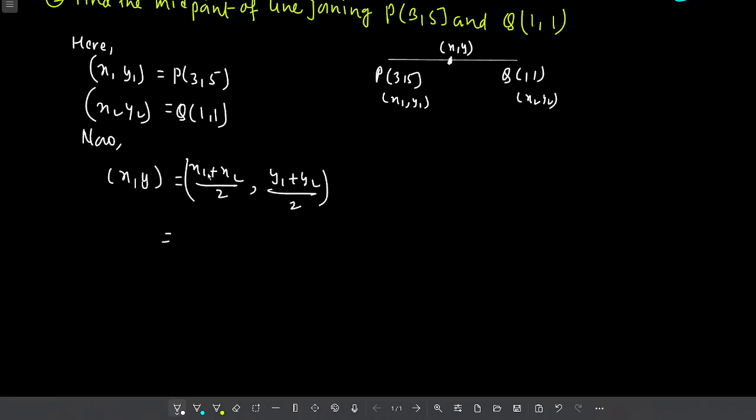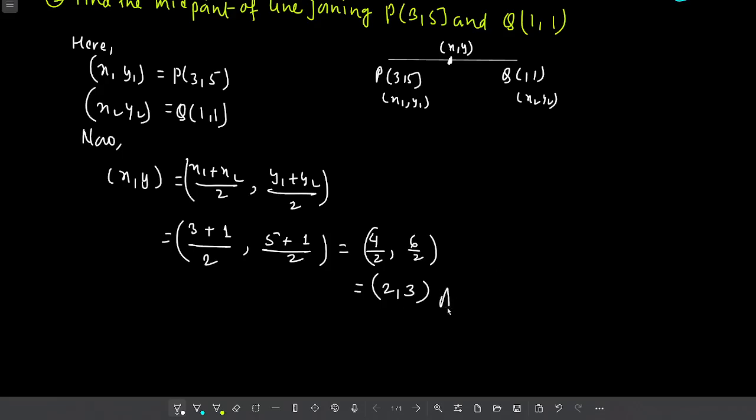Now let's put the values. x1 is 3, x2 is 1, so 3 plus 1 over 2; y1 is 5, y2 is 1, so 5 plus 1 over 2. It is equal to 4 over 2 comma 6 over 2, which is equal to (2, 3). Now this (2, 3) is our answer. This is our midpoint. Do you have any confusion on this?